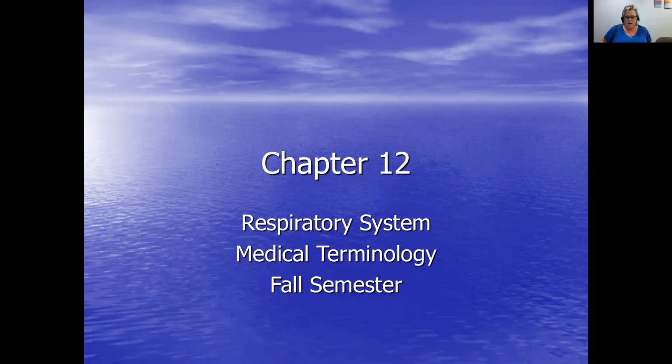Welcome to Chapter 12 in Medical Terminology, the respiratory system, and this starts on page 460 in your textbook. And PowerPoints are available for you on Schoology and also on your screen right now.